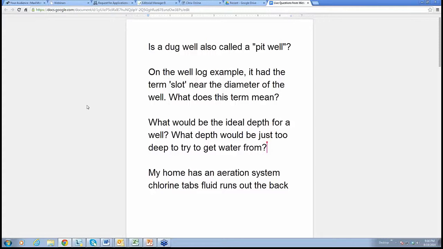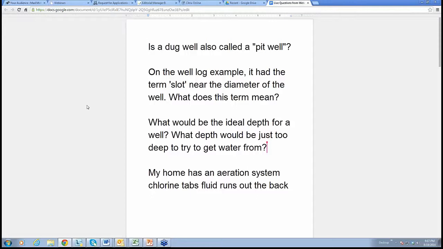What would be ideal depth for a well, and what depth would be too deep to try to get water from? It really depends on the geology of where you're at. I know in some parts of Illinois where there's sand and gravel and glaciated terrain, there are aquifers that are near the surface. In the Chicago region, they have sandstone aquifers at 2,000 feet that are still fresh water. But in southern Illinois, there is no fresh water. It's unglaciated, and the bedrock is at the surface.